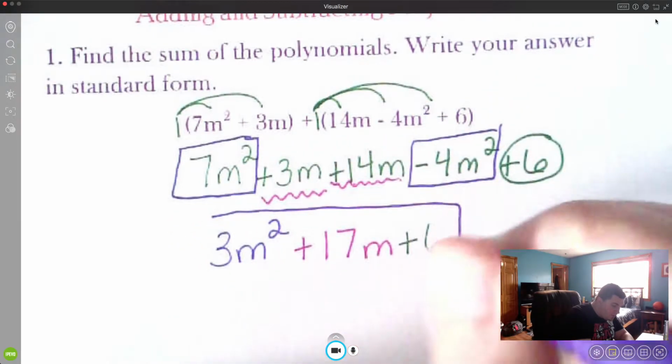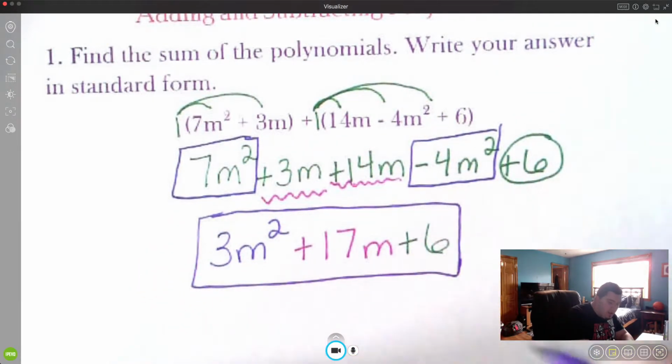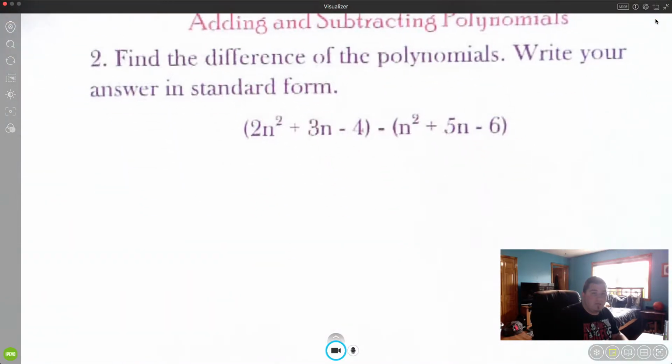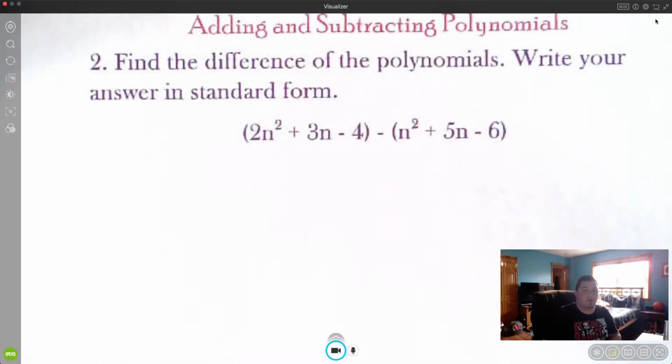It's in standard form. We added. Everything's good. All right, now moving on. Find the difference of the polynomials and write your answer.